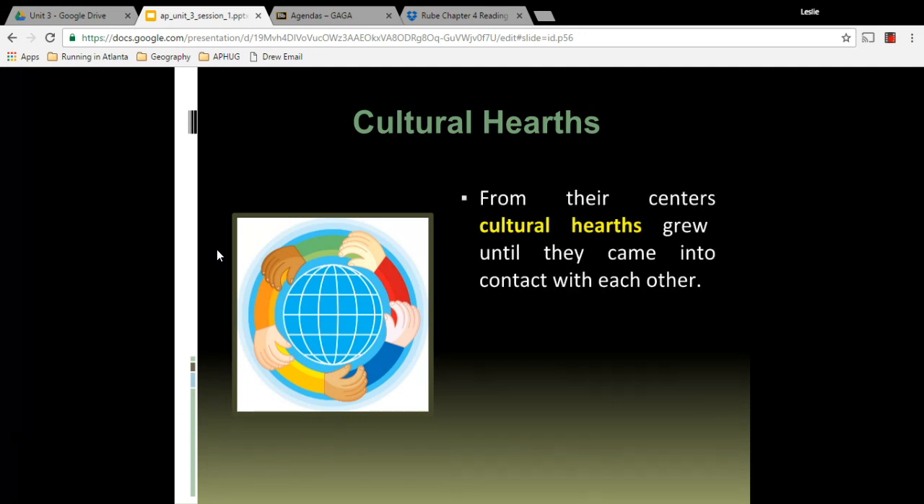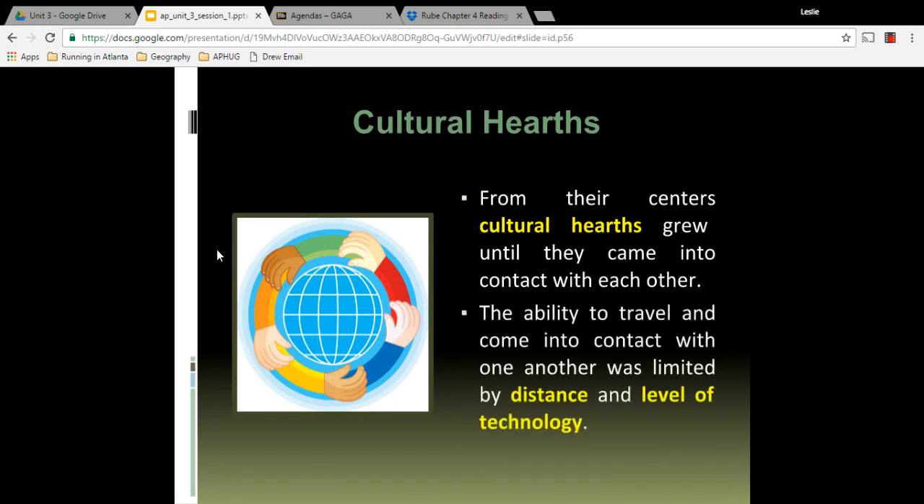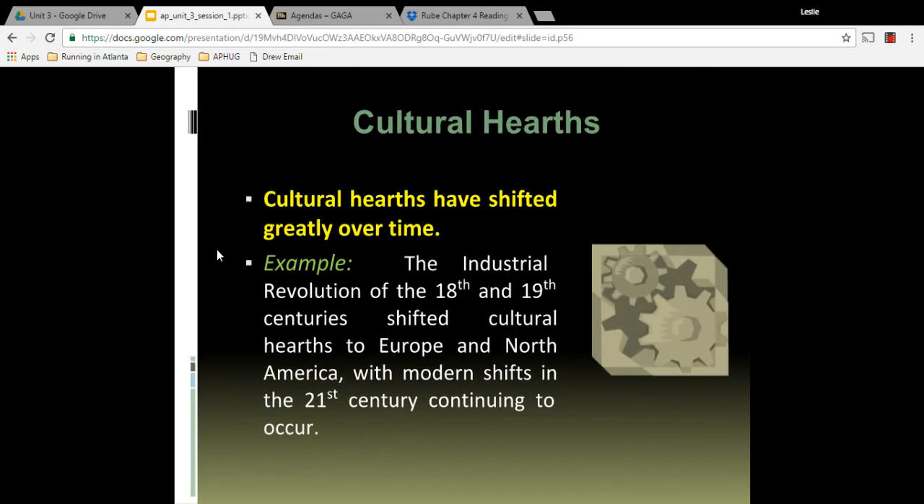All right, so from their centers, cultural hearths grew until they came into contact with one another. The ability to travel and come into contact with one another was limited by distance and level of technology. Cultural hearths have shifted greatly over time, so they are no longer located where they once were. So for example, the Industrial Revolution of the 18th and 19th centuries shifted cultural hearths to Europe and North America, with modern shifts in the 21st century continuing to occur.